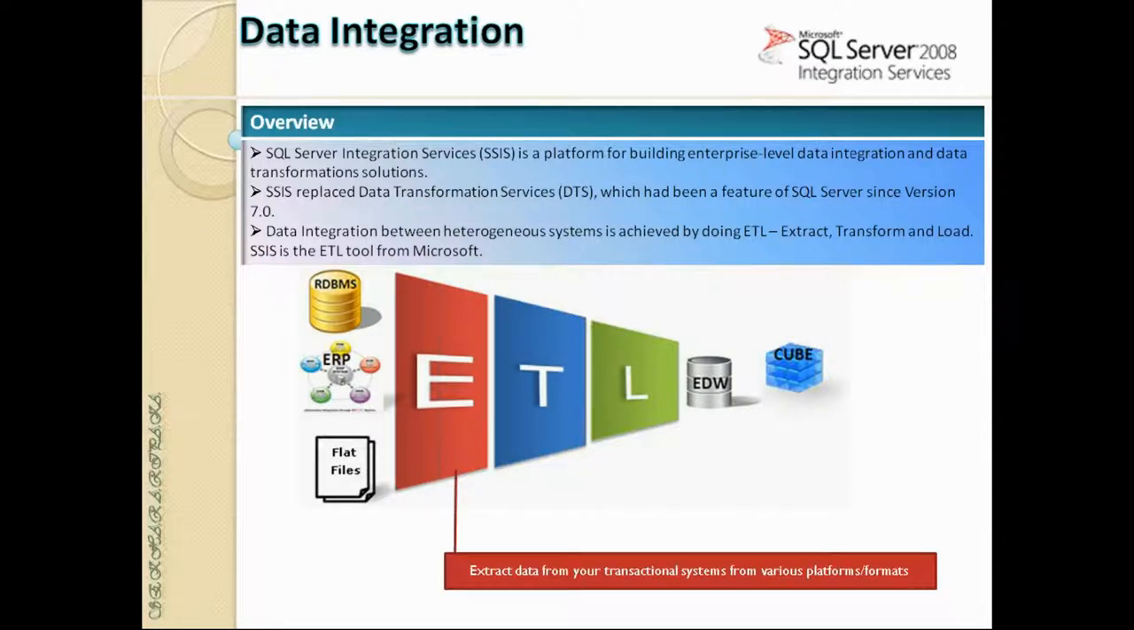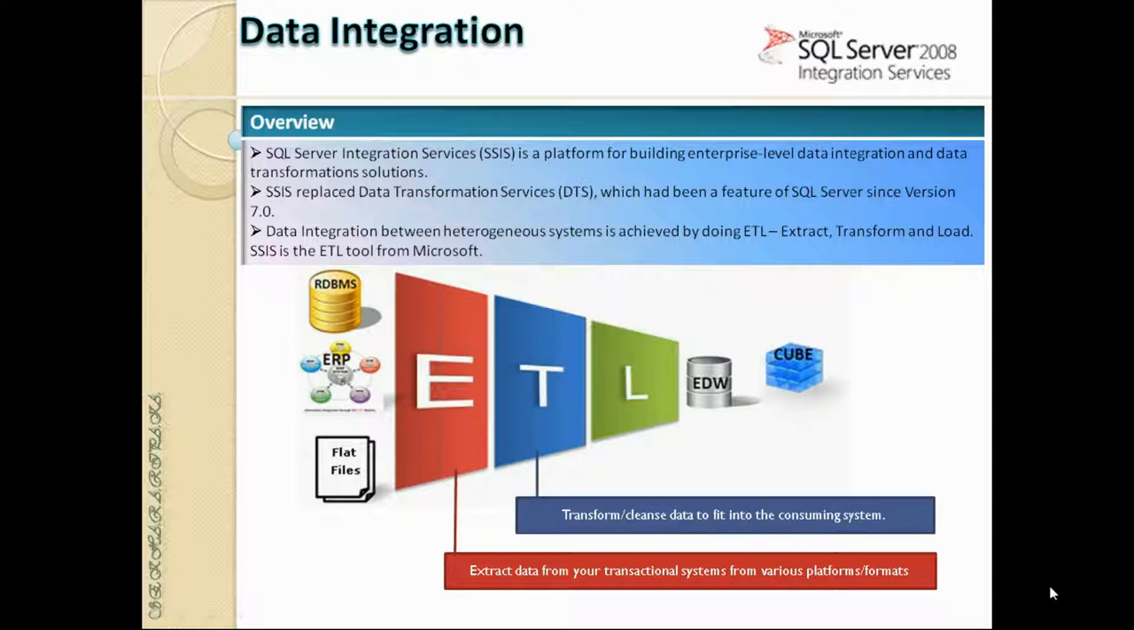So what does E stand for in ETL? E is the first element, which talks about extracting data from any transaction systems or various platforms or various formats, as we just talked about. It could be RDBMS, it could be ERP, or it could be a flat file, it could be anything. And once you extract that information, you need to transform or clean the data to fit into the consuming system or the target system.